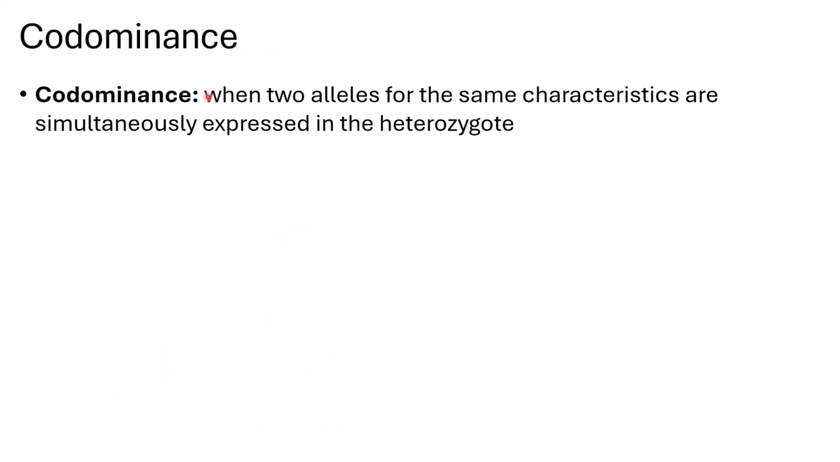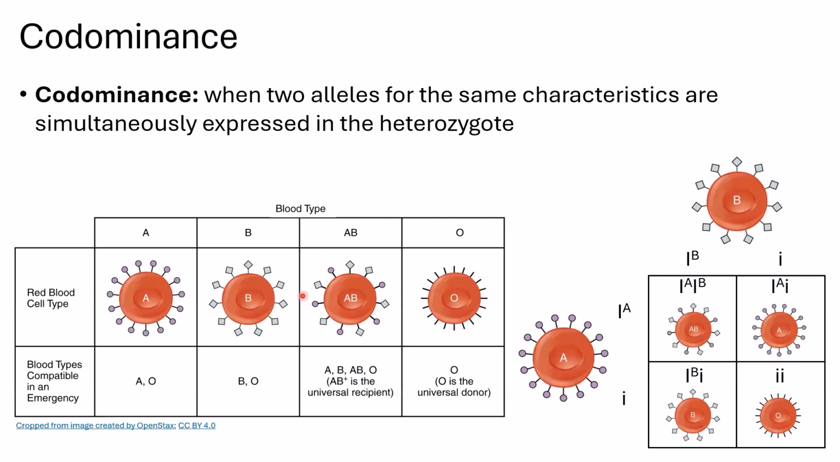It is also possible to have codominance, which is when both alleles are fully expressed together, rather than partially expressed. The most common example is blood type, which we discussed earlier. As mentioned, IA and IB are codominant and dominant over lowercase i.